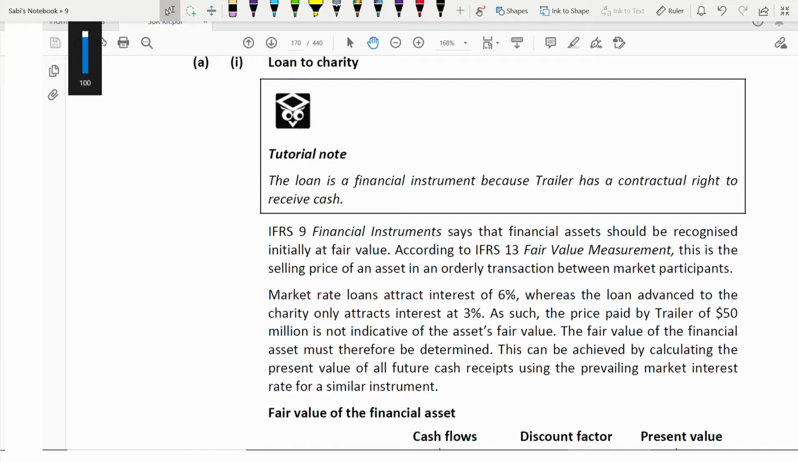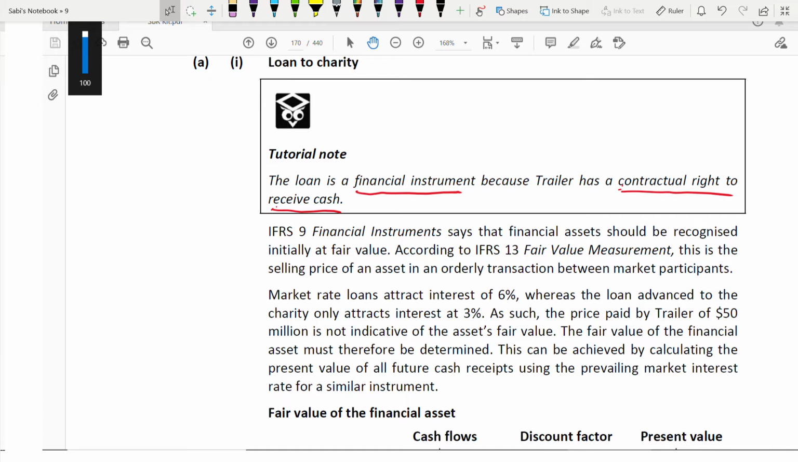So let us read the tutorial note now. The loan is a financial instrument because Australia has a contractual right to receive cash. Please understand whether the loan is a financial instrument or not. That you need to understand first before you even say whether this is the right treatment or wrong treatment. So here they are saying yes, the loan is a financial instrument because they have a contractual right to receive cash. Under IFRS 9, we know that when a party has a contractual right to receive cash, it's a financial instrument.